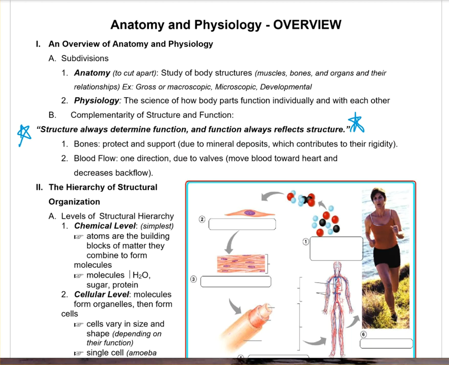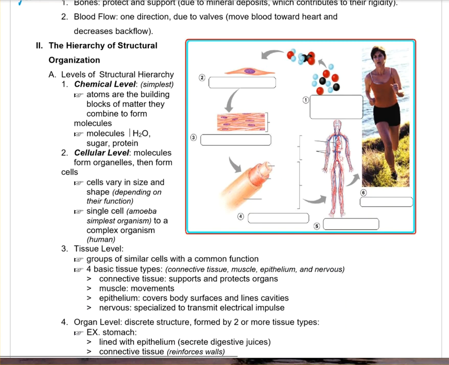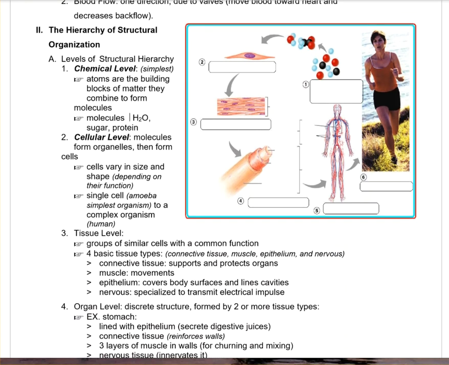And we'll probably talk about that often when we go through class. The next thing we want to look at is the hierarchy of structural organization. What we're looking at here is just the levels of organization that start at the smallest, simplest level and go all the way up to the most complex level, which is you, a full, complete organism. Now, as I had said before, this picture is on page 4.